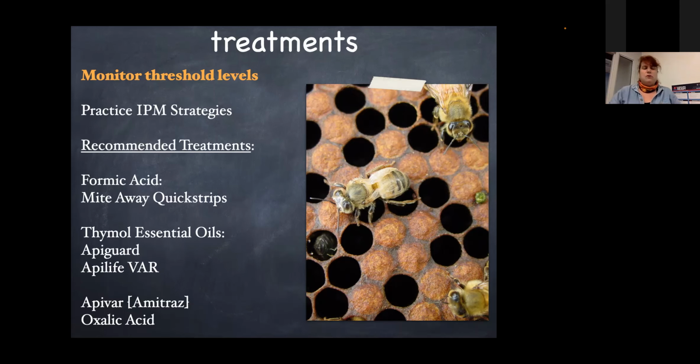Two new treatments that are out on the market are Apivar, which is also called Amitraz, and oxalic acid. Oxalic acid you use only during non-brood times. So you would basically fumigate your hive in the wintertime when your queen is not laying.